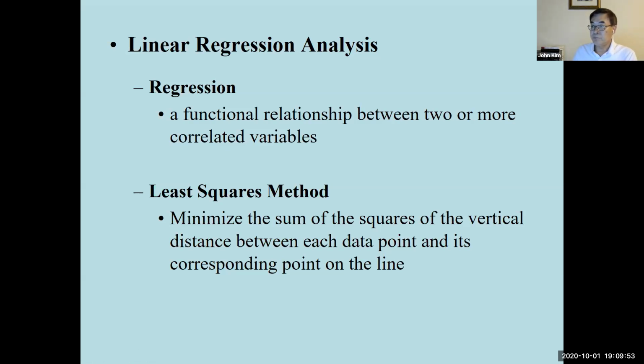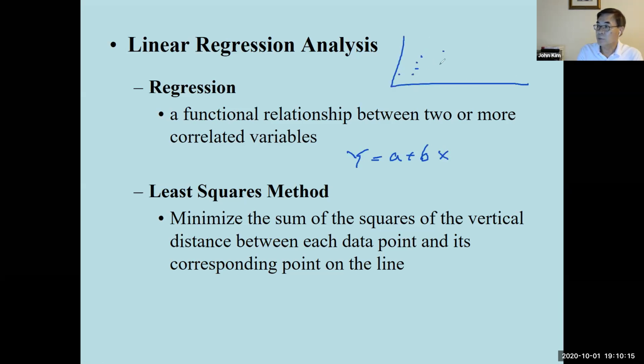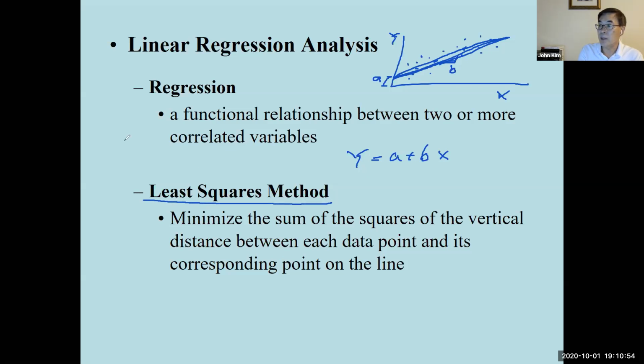To develop the function, we use Y equals A plus BX. That is, using the data, we find a certain line, y equals a plus bx. So this intercept is a, and slope is b, with the y-axis and the x-axis. To find this function, the linear line, using this actual data, we use the linear least squares method.